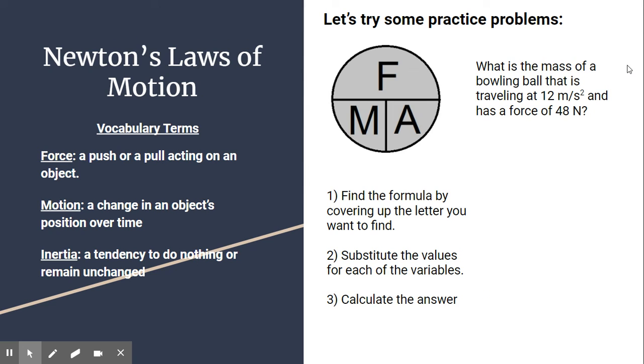Our third example wants to know the mass of a bowling ball. It's accelerating at 12.8 meters per second per second and has a force of 48 newtons. Cover up the letter m and end up with the formula F divided by a. Substitute the values of 48 and 12 where they belong, and then do the math and come up with an answer of 4 kilograms.